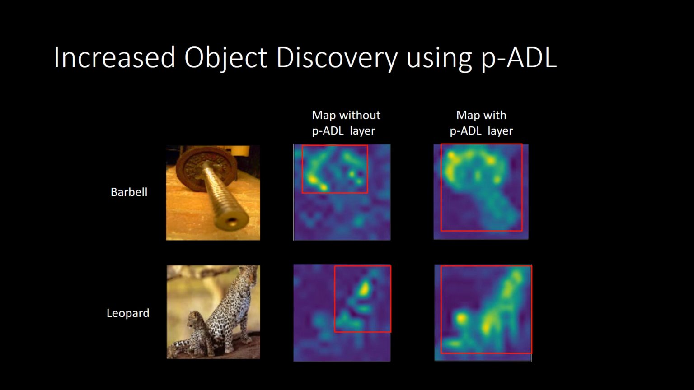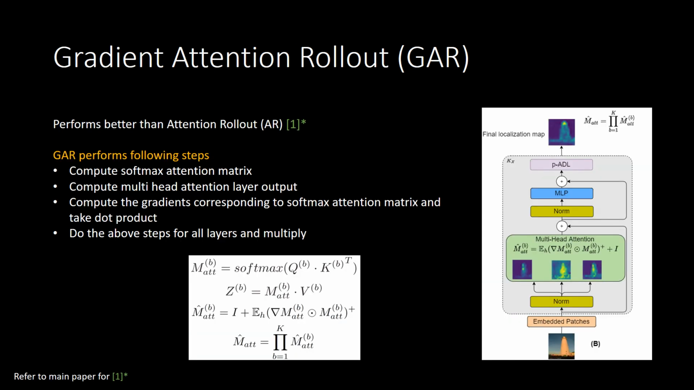Here we showcase the effect of using p-ADL on the generated localization map. In case of training without the p-ADL layer, entire objects are not discovered, whereas with the p-ADL layer, the entire region for the barbell and leopard are localized. In ViTOL, we improve the attention rollout mechanism by introducing a gradient term and we name it gradient attention rollout, GAR. Here, the first two equations directly come from the attention mechanism in the transformer. We compute the gradients corresponding to softmax attention matrices and take a dot product. We perform the first three steps for each layer and recursively multiply to get the final localization map.